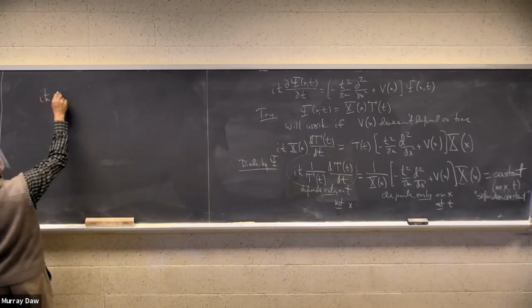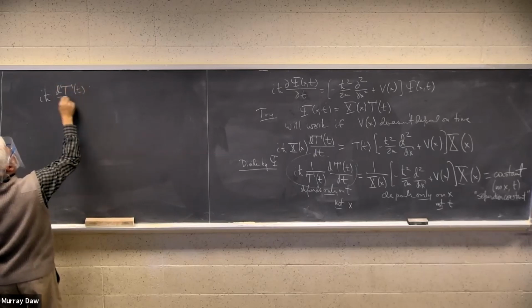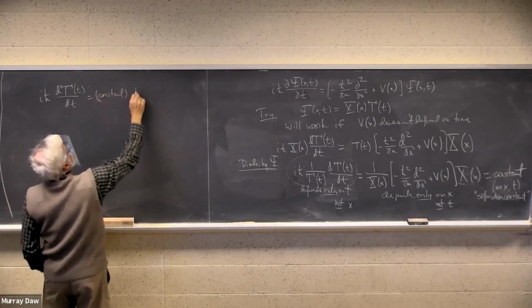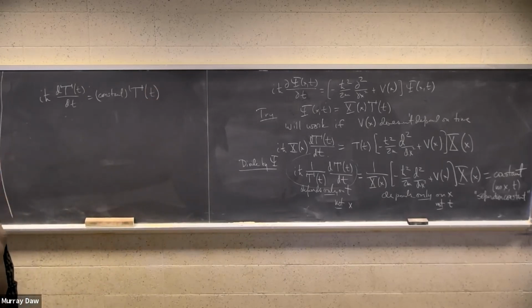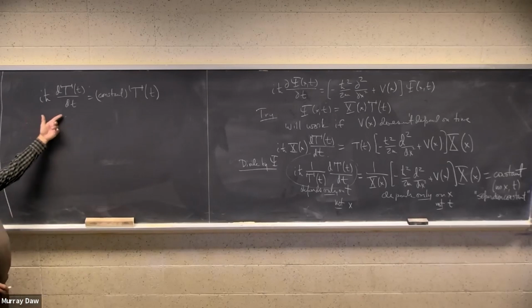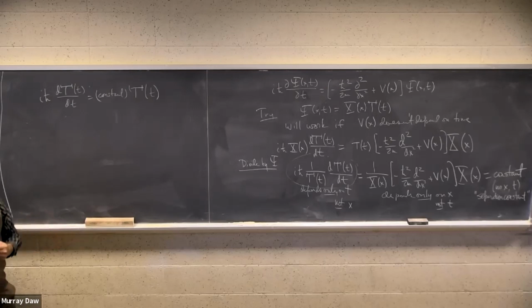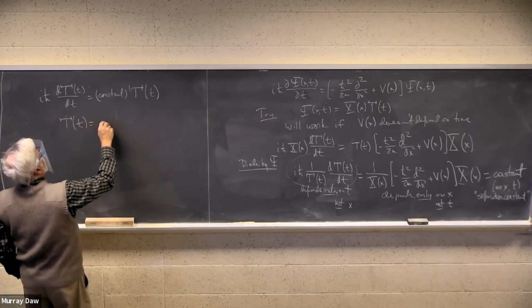So i h bar times the derivative of T, the time factor, with respect to t, is equal to some constant. Okay, so what's the solution to this equation? It's a very simple equation. The derivative of a function is proportional to itself. Only one function that does that. The exponential function, right?